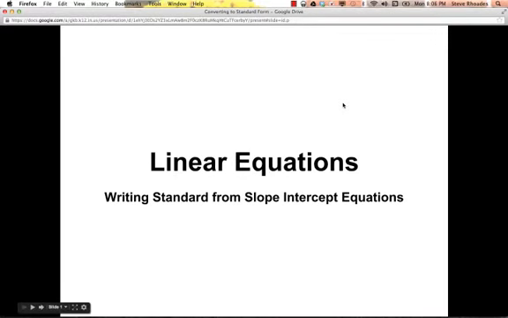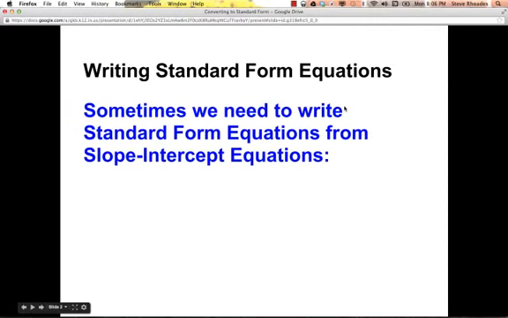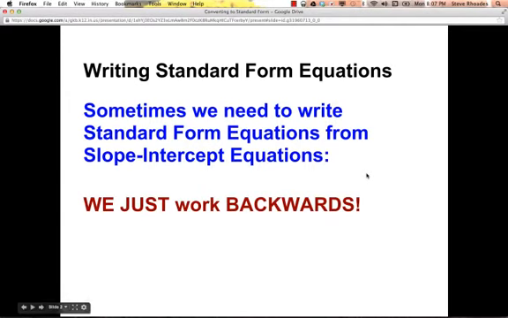In this video lesson on linear equations, we want to take slope-intercept equations and change them to standard linear equations. Last video we did it the other way around. This one we want to convert to standard form. There are a few situations where we would need to rewrite equations in standard form, so it's important for us to understand how to do that.